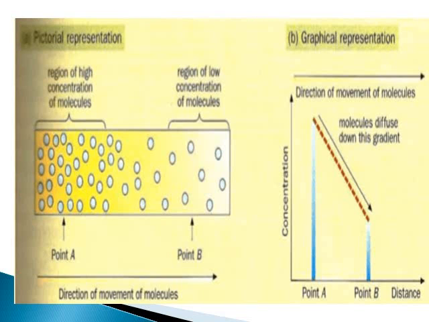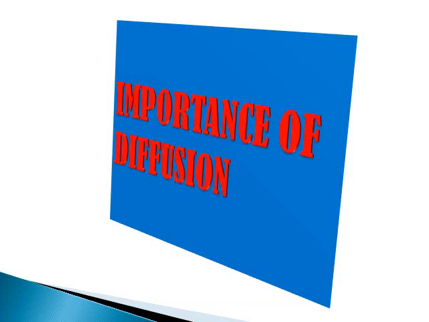And now the pictorial and graphical representation. In the pictorial representation, at point A there is a higher concentration of molecules, and at point B there is a lower concentration, so the direction of movement of the molecules is from point A to point B. In the graphical representation, you will see a steep concentration gradient between point A and point B. Then the molecules will diffuse down this gradient, meaning from higher to lower concentration.